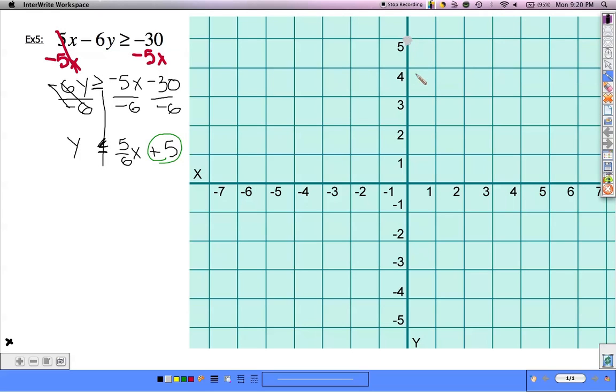So what I might want to do is, instead of going up by 5, because our slope is 5 over 6, which is the same as -5 over -6. So instead of going up and over to the right, I could go down and over to the left, and that should work out the same. So let me go down by 5 and over to the left by 6, and this should be another point on my line.